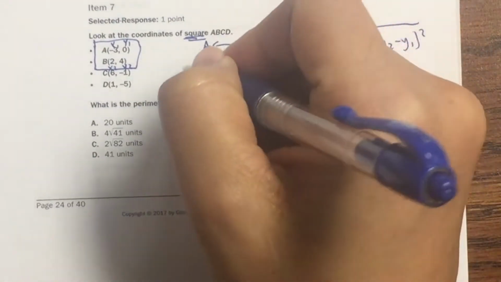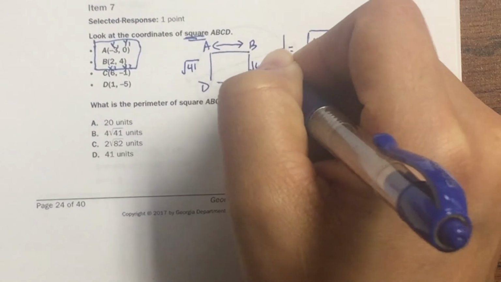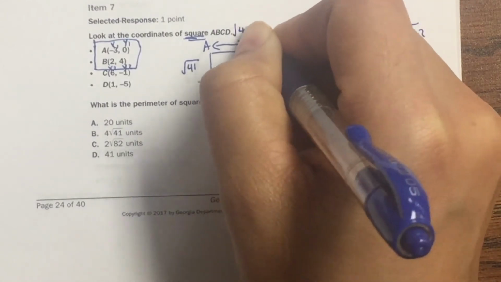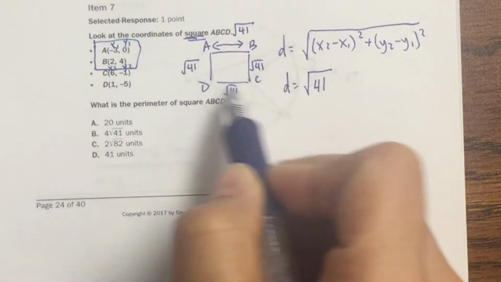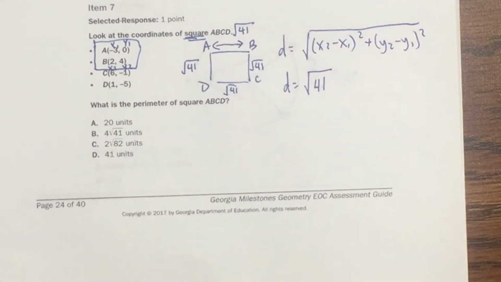So what it's saying is that this is the square root of 41, this is the square root of 41, this is the square root of 41, this is the square root of 41, because it's a square. All the sides are congruent. The perimeter is when you add all of those together.